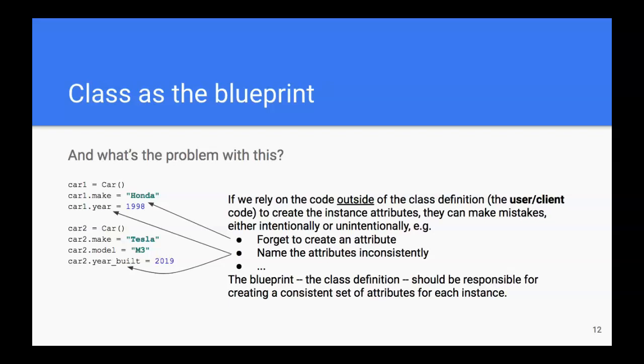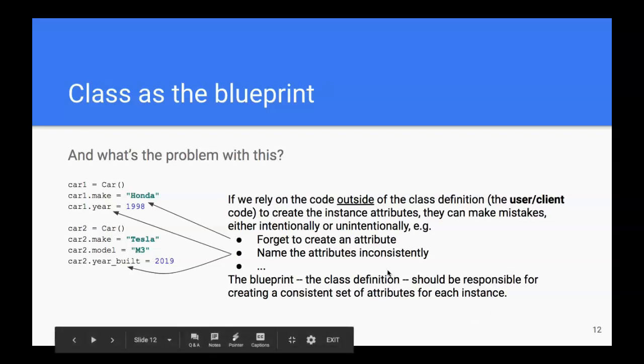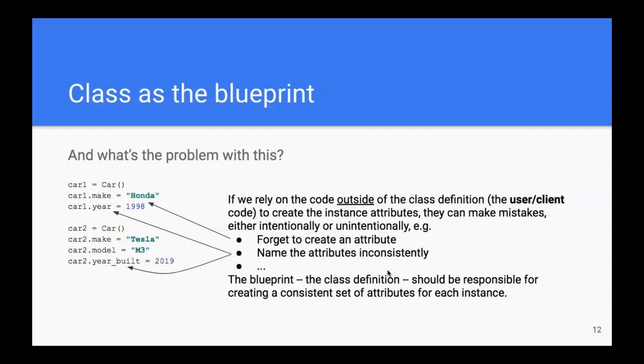So we rely on them to create the instance attributes for our class. When we do that, things can go wrong, either intentionally or unintentionally, right? For example, in car 1, the client code did not set the model attribute. Also, for car 1 it sets the attribute called year, but for car 2, it uses year built. Even though these two attributes are probably meant to refer to the same thing, they are named differently. So that's inconsistent, right?